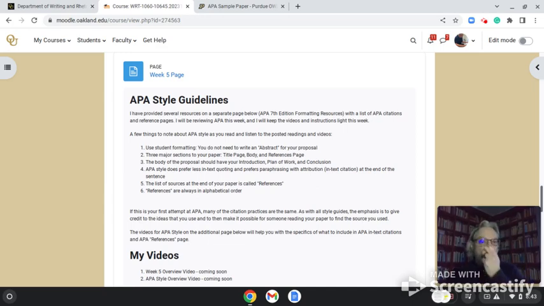So for this assignment, I say use the student formatting. You don't need to write an abstract for your proposal or even worry about the running head for this particular assignment. We'll get into those and use those for our APA style research paper when we get there. Right now, this will help us just lay the foundation and take it a step at a time instead of trying to do it all at one time.